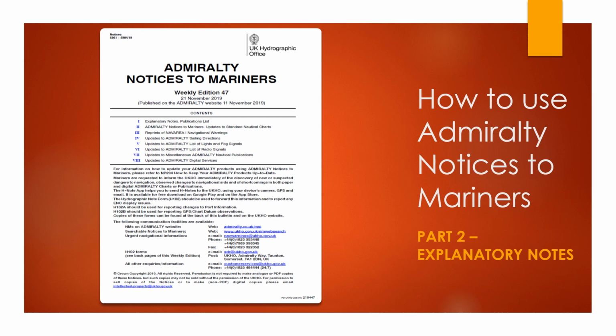In today's video I will take up an explanation of the explanatory notes of a publications list, which is section 1 of the Admiralty notices to mariners. And I'll talk about what is there in each of the sections and how we use it to correct the charts and publications.